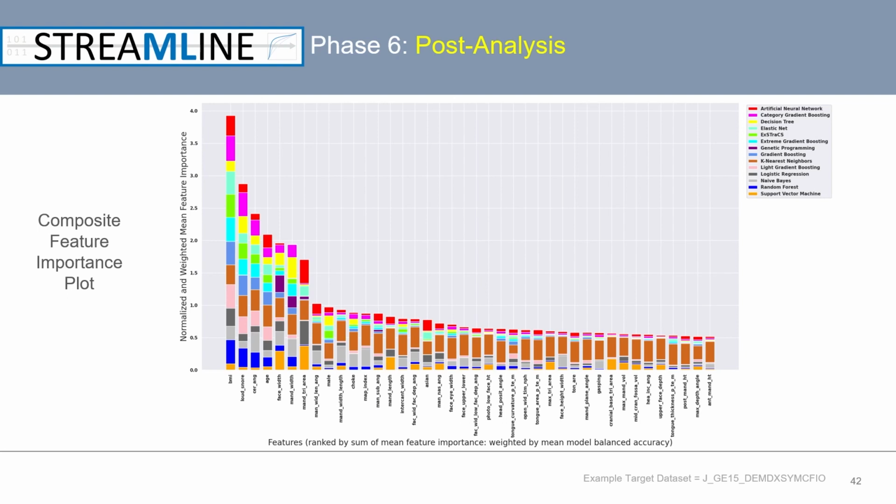The last post-analysis visualization we'll talk about is the composite feature importance plot. This plot combines the mean feature importance scores across all algorithms after normalization and weighting these scores by respective algorithm performance, in this case the balanced accuracy metric. This plot is useful for looking for consensus among the top performing algorithms as to what the most important features were in modeling, as well as to compare and contrast what different algorithms viewed as being the most important features.